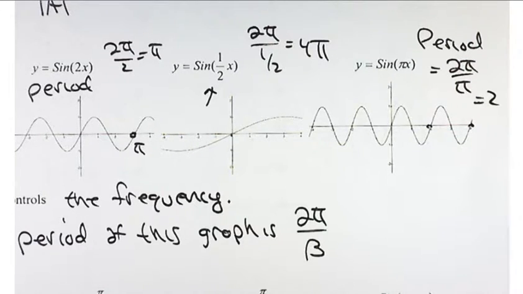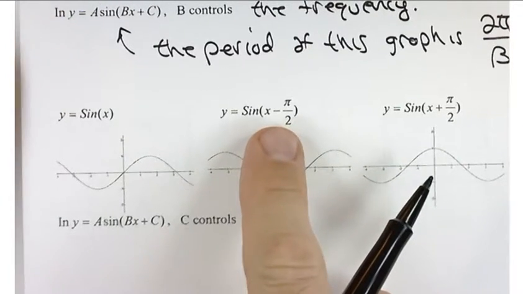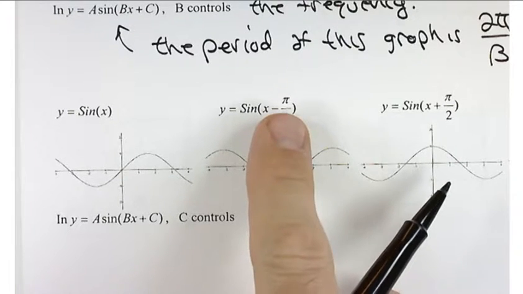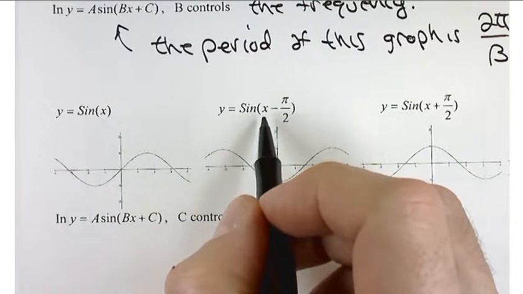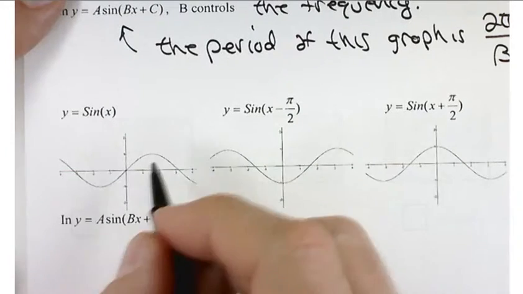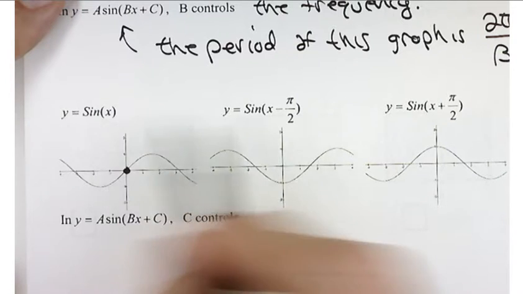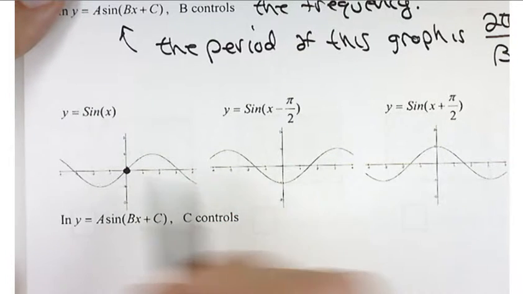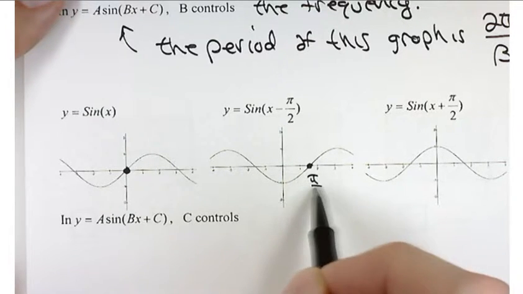Now there's one last effect that we're going to see. We're not going to use it too much, but I will demonstrate it a little bit here. And that is, what happens if I subtract something or add something? Now I'm looking at this in a limited case where I've got a coefficient of 1 in front of my x. But let's see what happens to this point when I compare this graph to x minus pi over 2. Where does that point get shifted? Well, it got shifted over here to pi over 2.